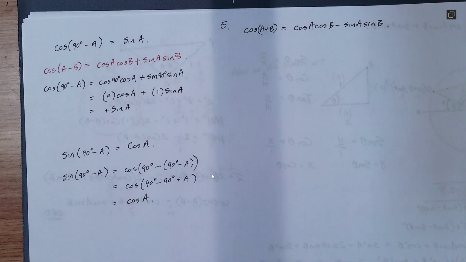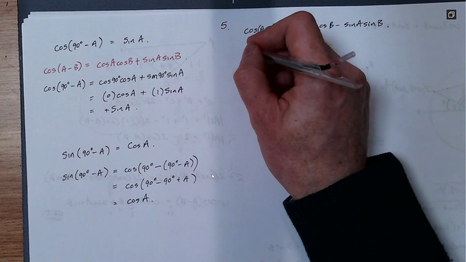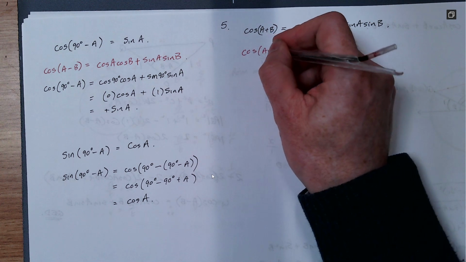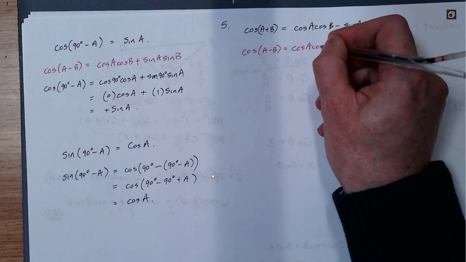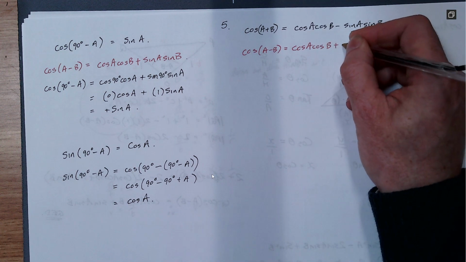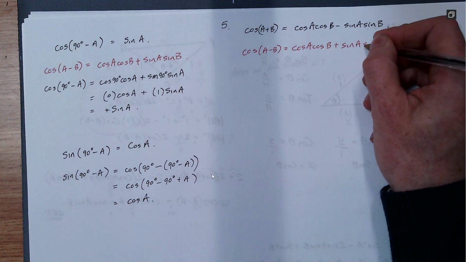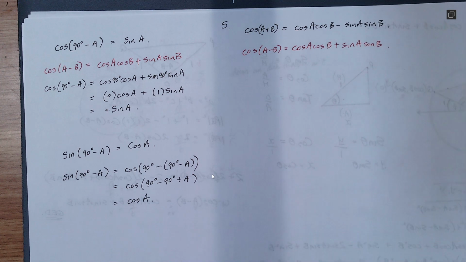Right, so we need to go outside to the formula. The formula for cos of A minus B is cos A cos B plus sin A sin B. Then we've got to use the formula.